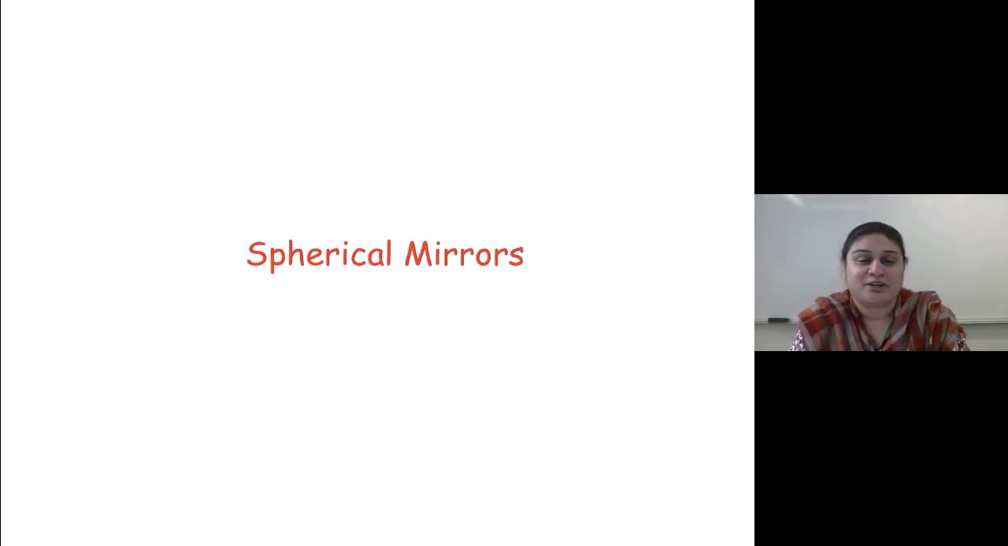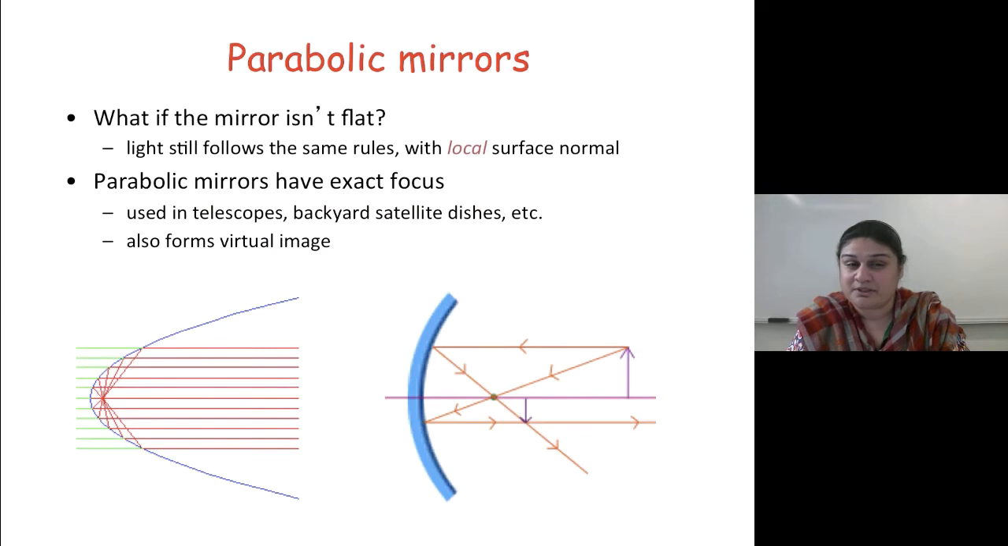Another cool aspect are called spherical mirrors. Spherical mirrors are mirrors that aren't flat. So the light still follows the same rule with the same local surface normals, and light will be able to focus at a certain point. So with parabolic mirrors, incoming light, which is completely straight, will be able to focus at the focal length of this mirror here, as shown in this picture.